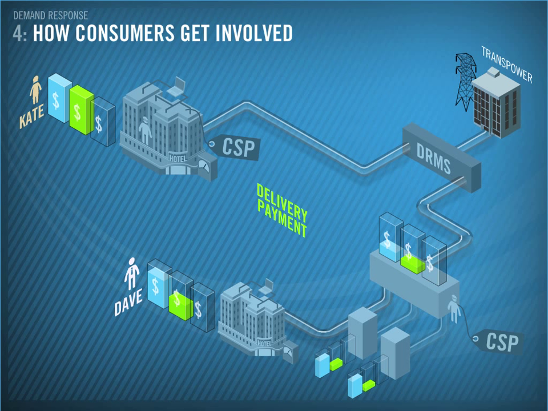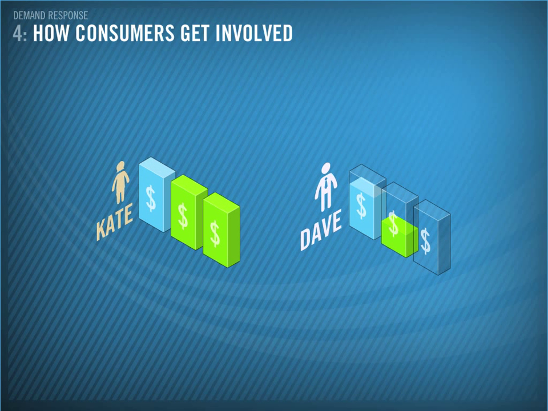Let's look at another event where Kate and Dave's CSP are called on. Again, Kate responds and receives the full delivery payment. Dave's CSP also responds, but does not include Dave this time, and so he does not receive a proportion of this delivery payment.